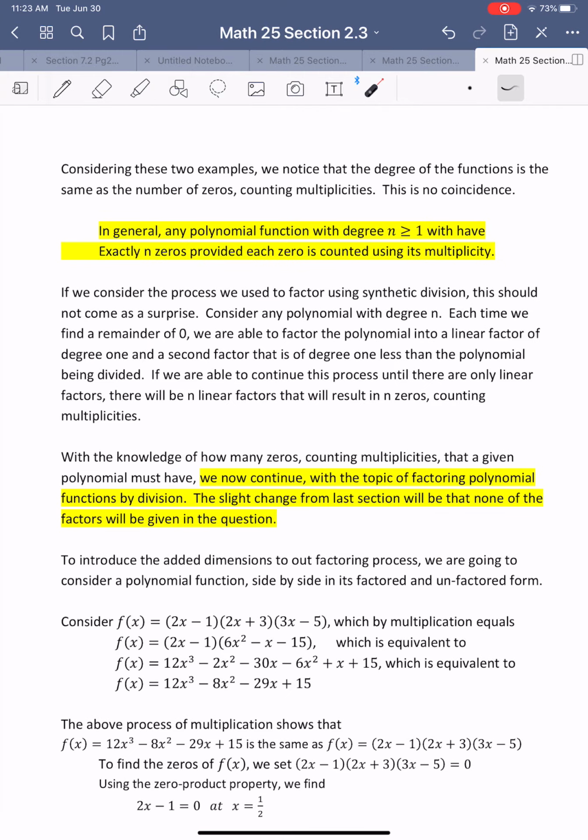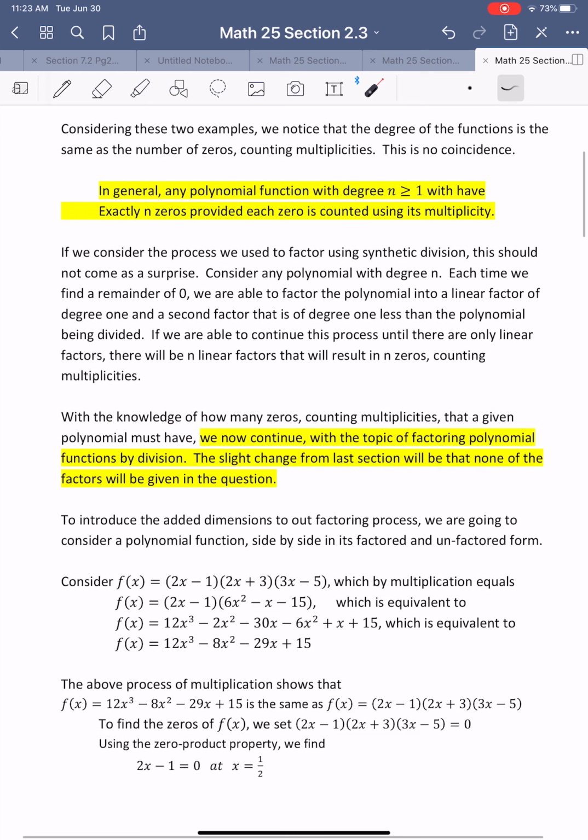So considering these two examples, we notice that the degree of the function is the same as the number of zeros. That's very important. The degree of the function matches the number of the zeros. This is no coincidence, okay? In general, any polynomial function with degree n greater than or equal to 1 has exactly n zeros, provided each zero is counted using its multiplicity.